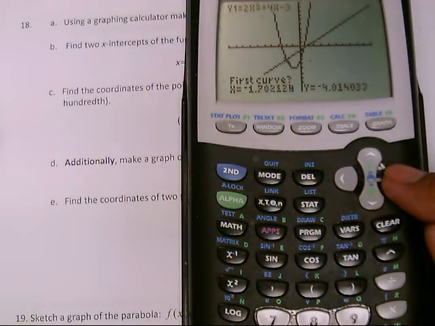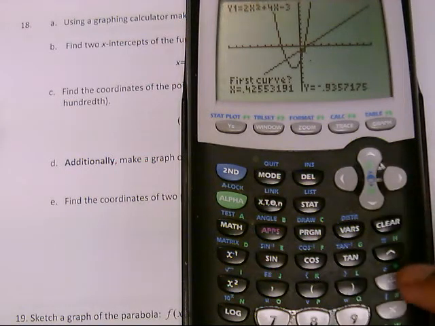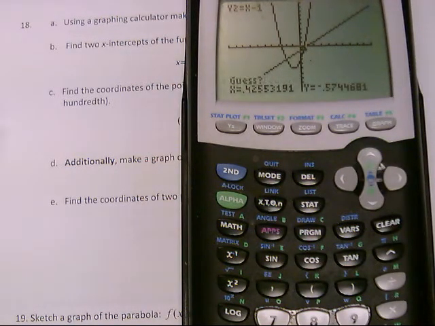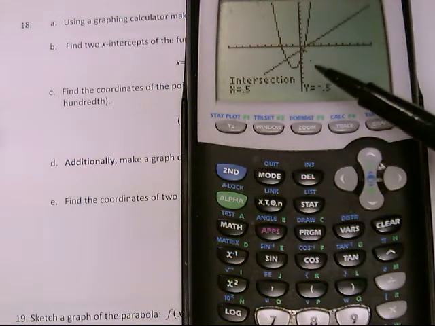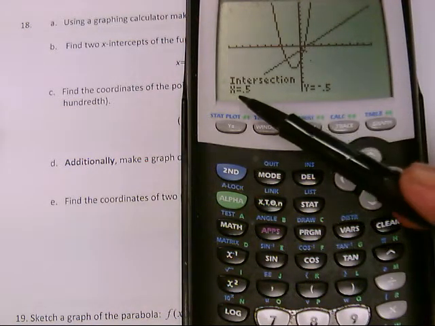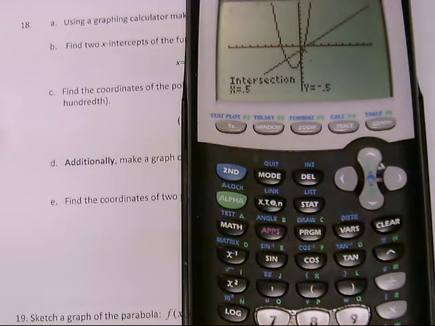Now this time, under first curve, we're going to put that blinking cursor on top of that second point of intersection, or get it as close as we can to that point of intersection. And then press enter 1, 2, 3 times. There's your other point of intersection: 0.5, negative 0.5.